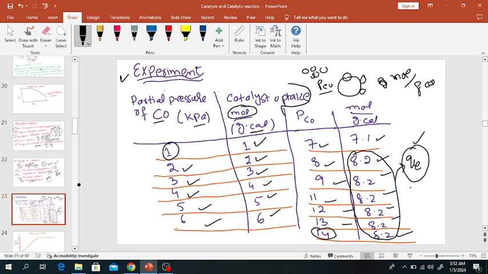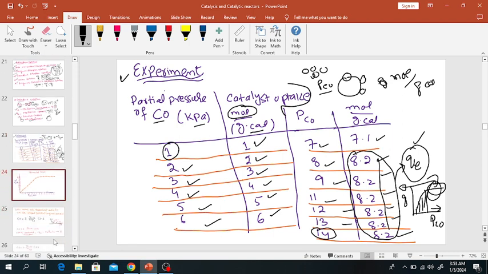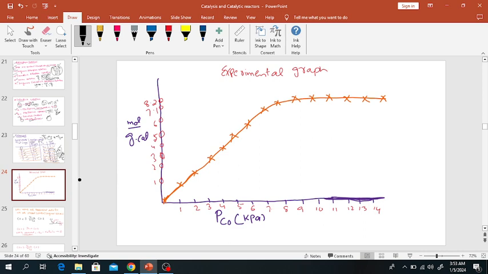Here this is the partial pressure of carbon monoxide, and here this is the adsorbent uptake. First it increases, then after a certain point it becomes constant. This constant region shows the equilibrium uptake, 8.2 for these runs. Suppose this is 1 kilopascal, 2, 3, 4, and here this is 7 kilopascal. After 7 kilopascal, the equilibrium uptake becomes constant. So graphically, we can represent the experiment in this form.